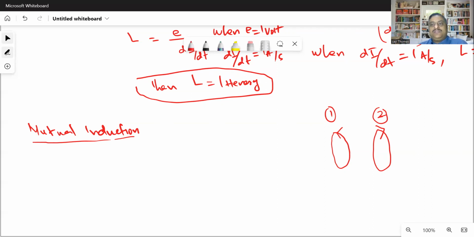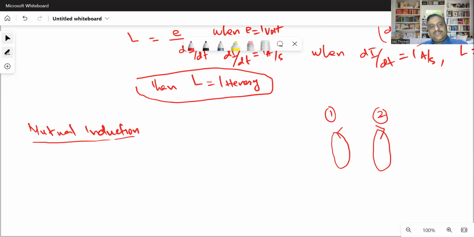Mutual induction is between two coils. So what is mutual induction? Whenever the magnetic flux linked with a coil changes, an opposing EMF is developed in a neighboring coil. The neighboring coil tries to oppose the change taking place in the first coil. This phenomenon is known as mutual induction. When the same opposing EMF is induced in the same coil, we call it self-induction.